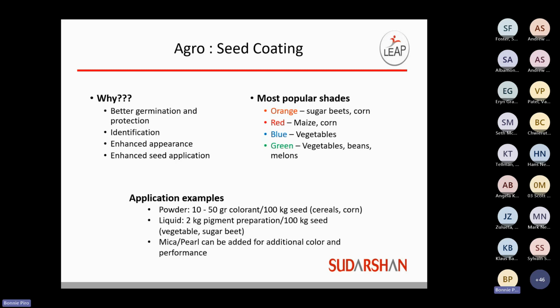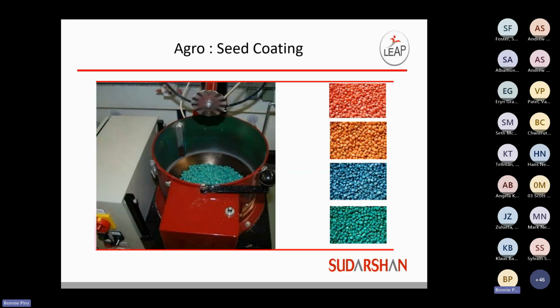So I have some examples of the seeds. So in this example, this just shows how the seeds are colored. This is a smaller laboratory type of an operation, but this also can be expanded into a larger facility as well. So the seeds are put in, the appropriate amount of colorant is added to that one, and they are either tumbled or mixed to be able to distribute the colorant over the seed and have the seeds fully covered by the colorant.